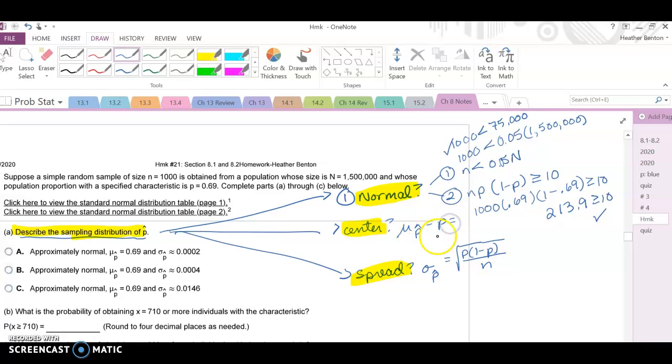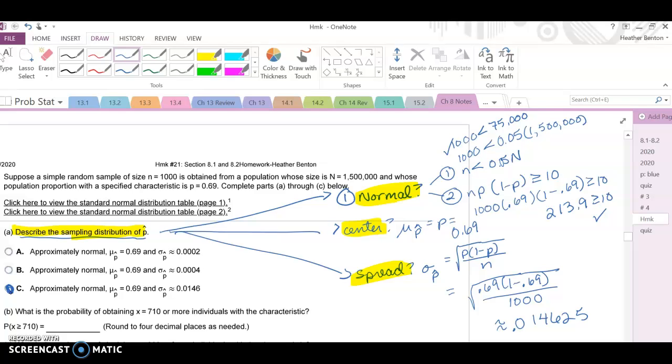Our mu and our p are the same number, so that would be 0.69. And then we have to calculate our standard deviation. That's going to be the square root of 0.69 times 1 minus 0.69, all over our little n, which is 1,000. I'm getting mine to come out to be 0.014625. So that would be answer C here.